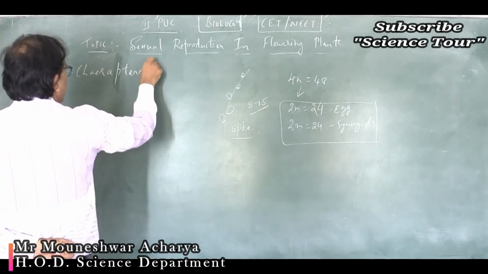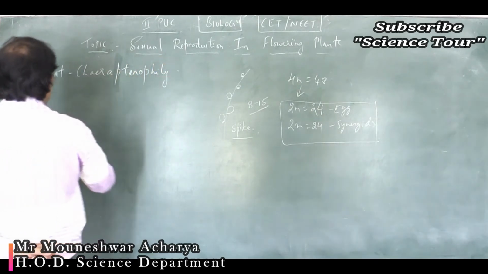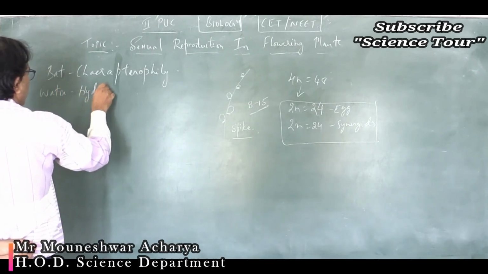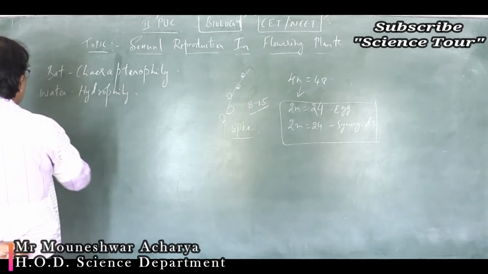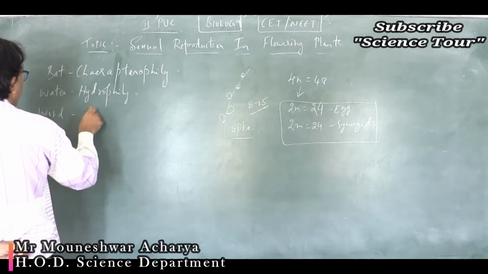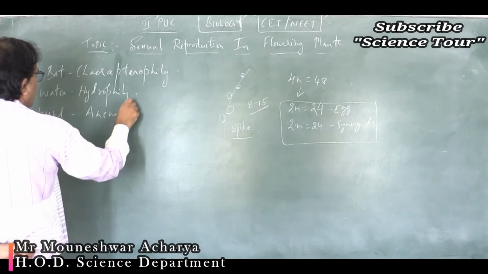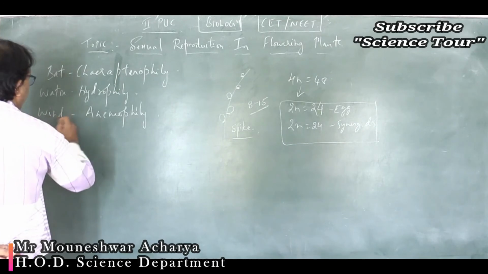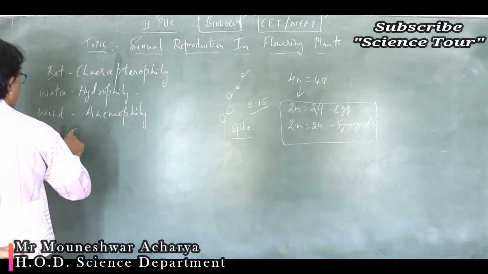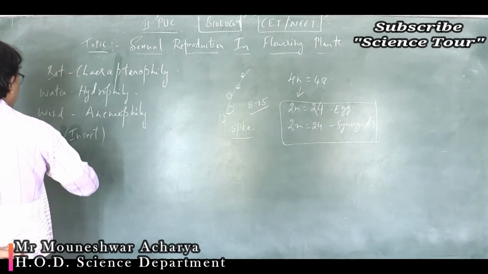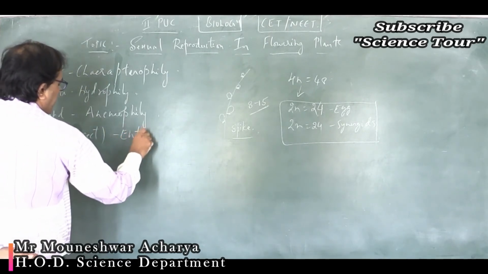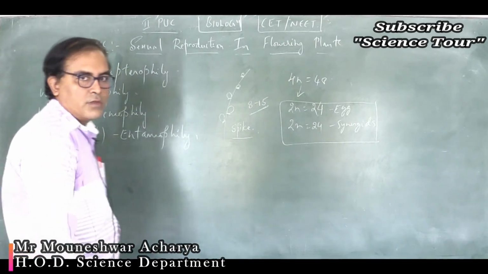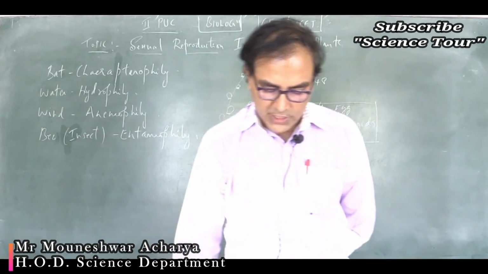Through bat, it is chiropterophily. Through water, it is hydrophily. Through wind, it is anemophily. Through bee, bee is an insect, it is called entomophily. So the right option is option 3.